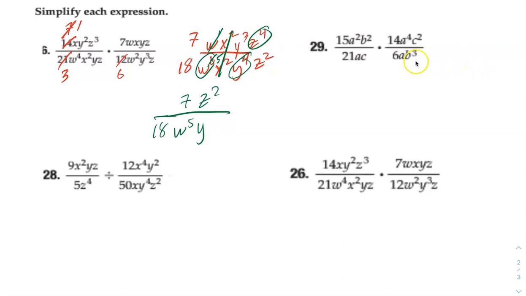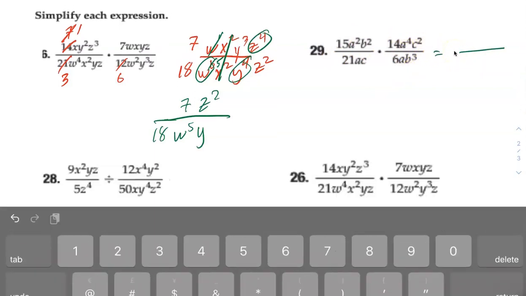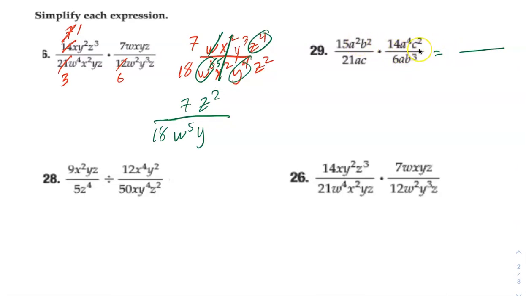Next one. So I have this right here. I'm going to do the same idea. So with the variables, I'm going to simplify them. I'm going to rewrite them first. Just total them up. It's a lot easier. So I have on top a to the 6, b squared, and c squared. On the bottom, I have a squared, b cubed, and c.